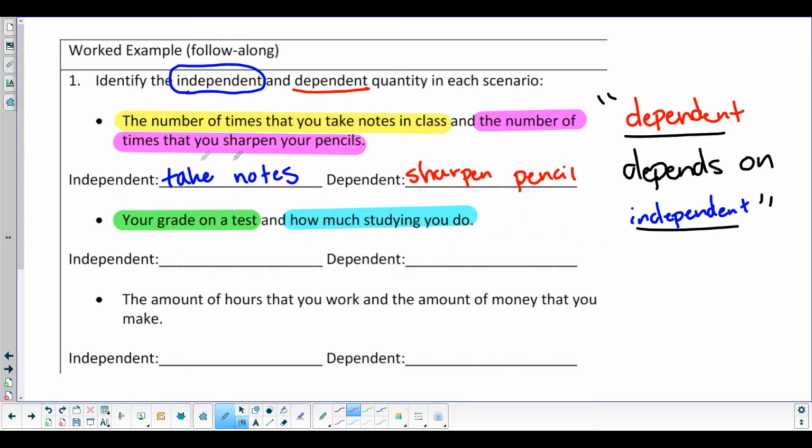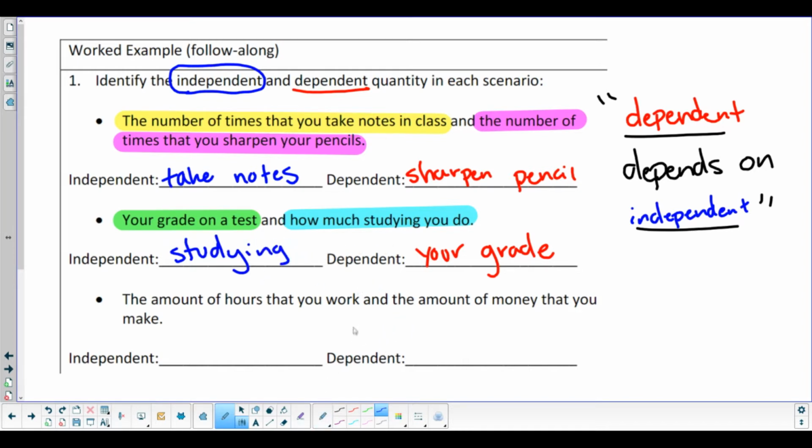I mean, assuming this is for the same test, I guess your grade on a previous test might impact your studying in the future, but assuming this is for the same test happening at the same time, I would say that the way I said it first, your grade on a test depending on the studying you do, makes sense to me. So I would say your grade depends on how much studying you do, right?